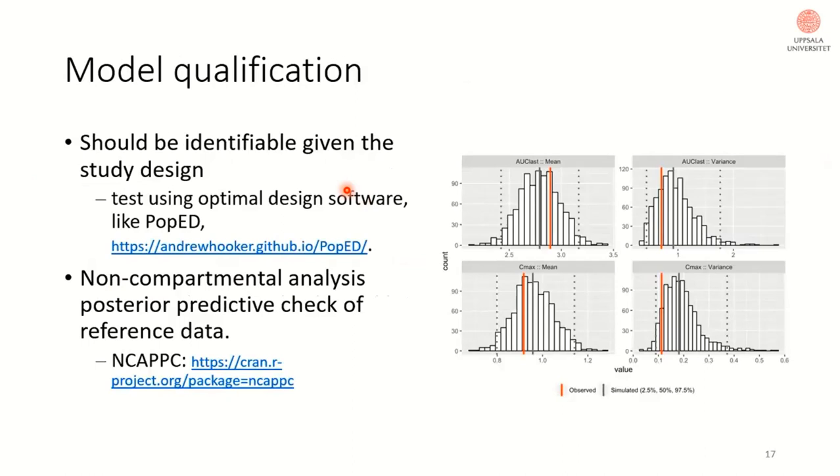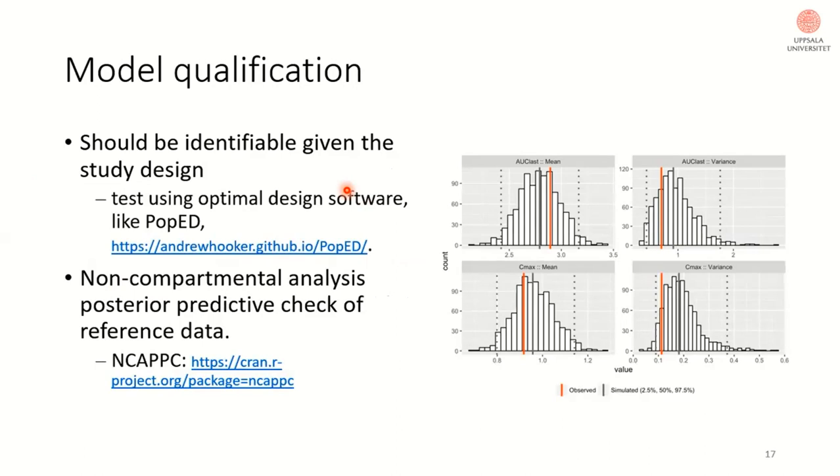So what needs to be done, even if you have a model from a publication? Well, the first thing that needs to be done is you have to make sure that all the model parameters are identifiable given the study design. This is something you might test with optimal design software before you run an experiment.